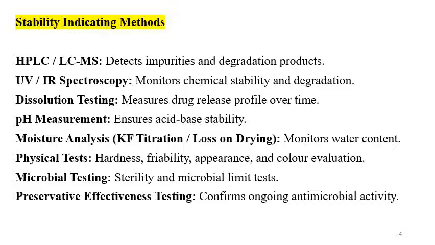Then stability indicating methods. The method should detect the potency, for example, like assay, without interference from the impurities. So the HPLC method is there, the UV method is there, many methods are there to test the parameters. HPLC and LCMS detect the impurities and degradation products. These are required to be stability indicating. UV and IR spectroscopy monitor the chemical stability and degradation.